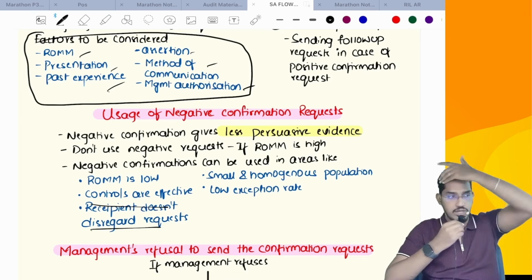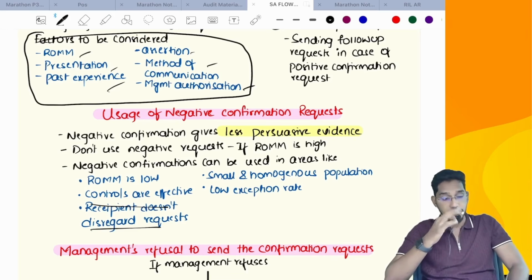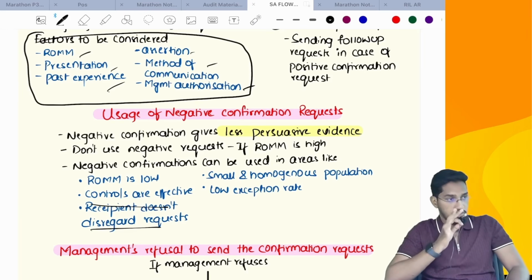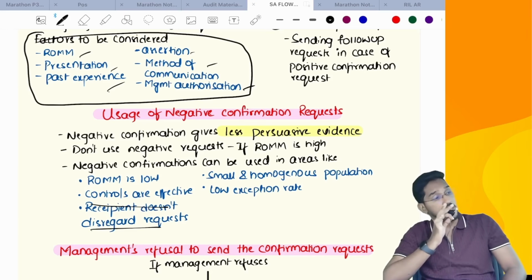And also wherever controls are effective. So you can use negative confirmation request as a sole substantive audit procedure only when these things are present. In other cases, you can't rely only on negative confirmation request. Either you have to go for positive confirmation request, or you should use negative confirmation request in combination with other methods.